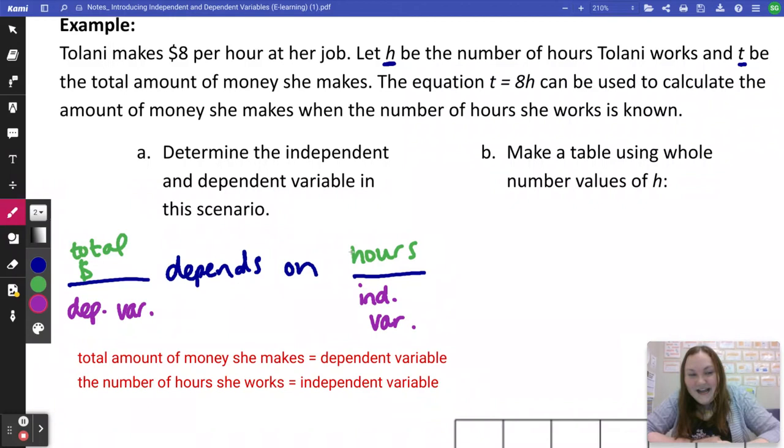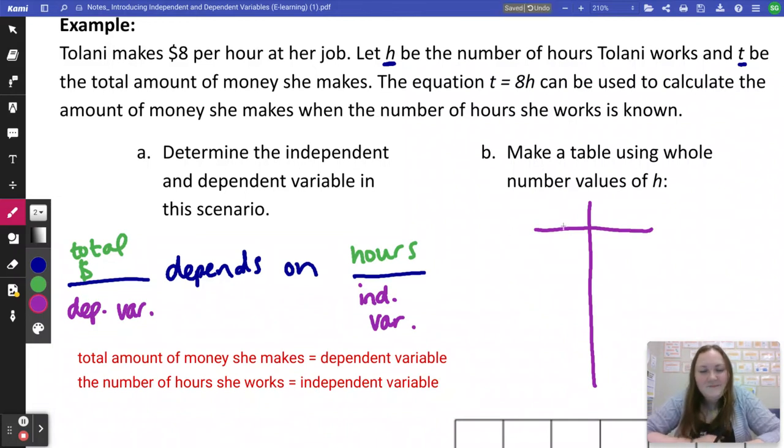When you went to set up your table, how did you set up your table? What did you put in that first column? Well, above, remember we said that first column needs to be our independent variable. That's going to be the number of hours she works. If you hadn't figured out that first part and you just jumped to the table, maybe instinctually you were thinking, okay, I would want to start my table with the number of hours and use that to help me calculate the total money. That's a great way to figure out your independent and dependent variable too.